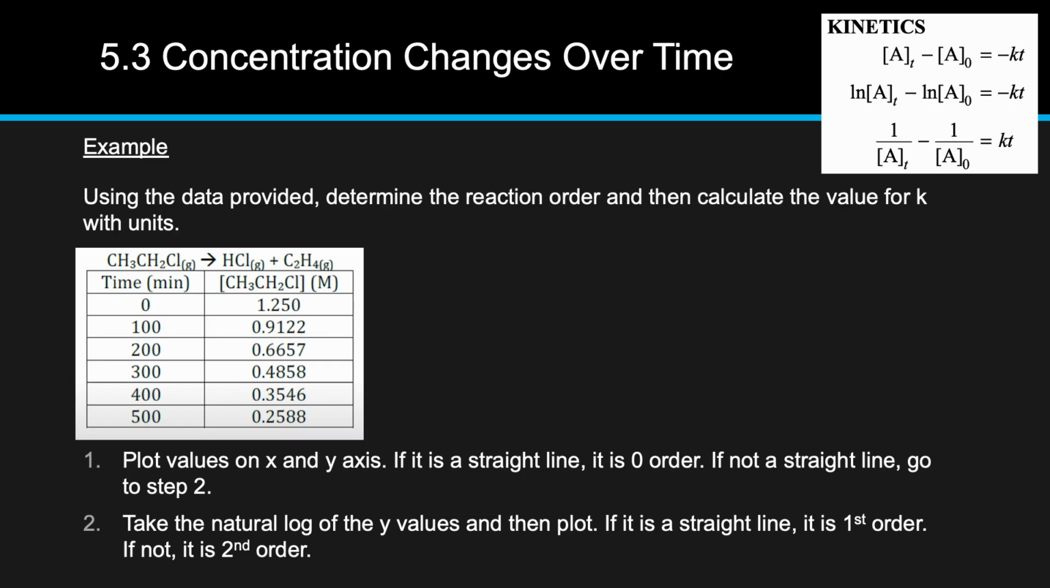So first, instead of actually plotting the values on X and Y axes, I just look at the data and I look at the concentration values, and if they are changing by the same amount every single time, I know it would create a line on a graph. So right now, if I look between 0 minutes and 100 minutes, I have a change of 0.3378. And then if I look at the difference between 100 minutes and 200 minutes, I have a difference of 0.265. So I know it is not zero order. If it was zero order, those two numbers would be the same.